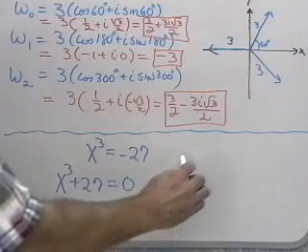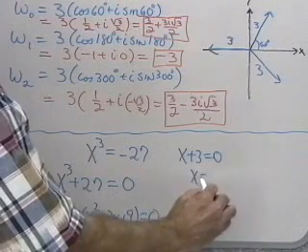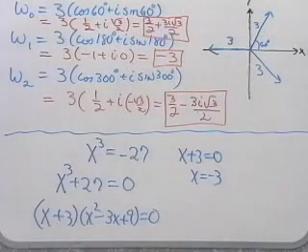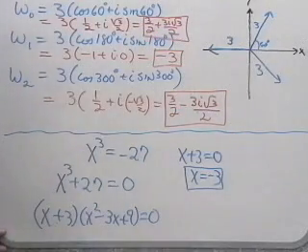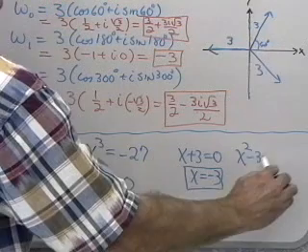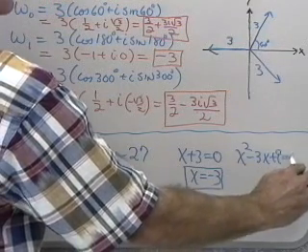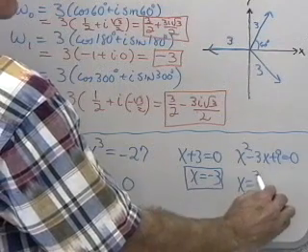I set this first factor equal to 0, and I would have x equal -3 as one of the solutions. And there is that real cube root of -27. When I set my other factor equal to 0, x squared minus 3x plus 9 equals 0, it doesn't factor, so I have to use the quadratic formula.